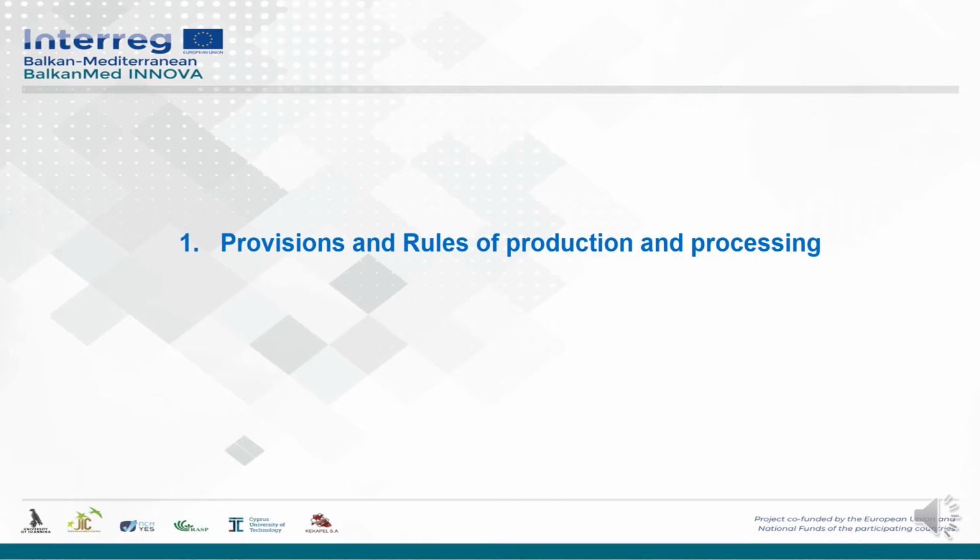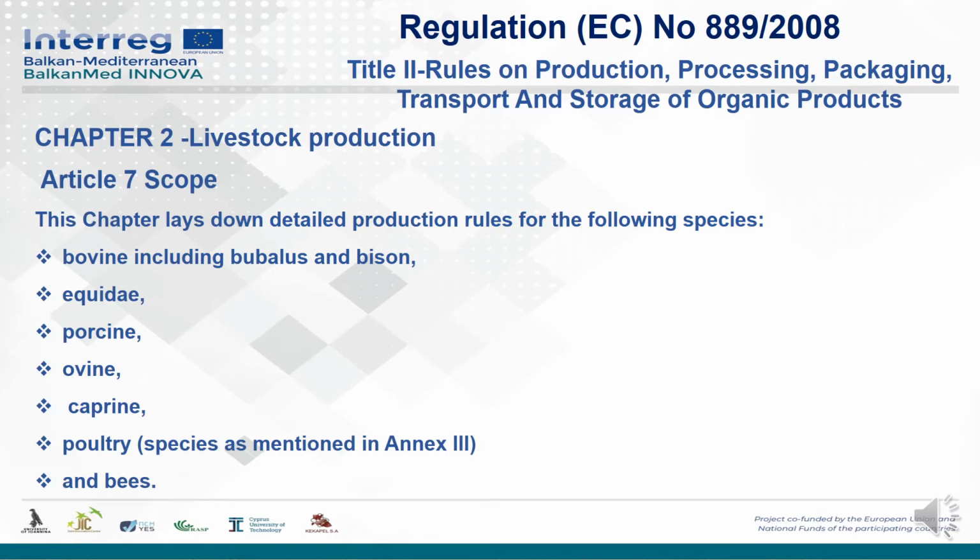So let's start with provisions and rules of production and processing. In Title 2, Chapter 2, livestock production, starting with Article 7, scope. This chapter lays down detailed production rules for the following species: bovine, including bubalus and bison; equidae; porcine; ovine; caprine; poultry species as mentioned in Annex 3 of Regulation 889/2008, and bees.